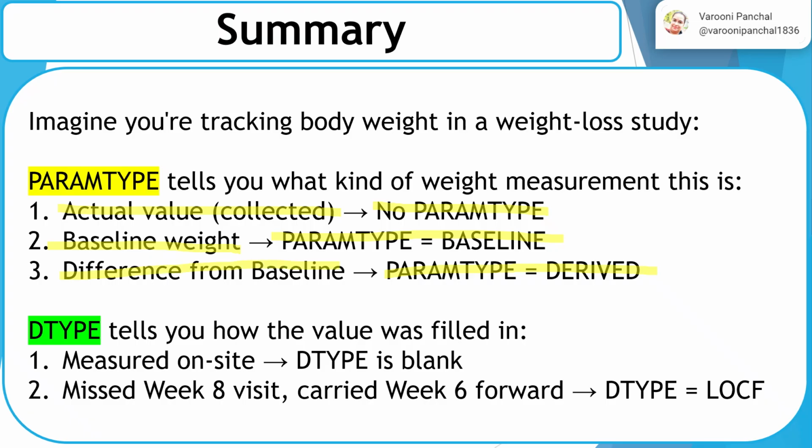Now D type tells you how the value was filled in. Say you have a clinical monitoring site where some monitoring people collect the data. That person collected the weight as a certain number. Since the weight was measured on site, the D type is blank. Now say at another visit, week 8, the weight is missing, so I carry forward the week 8 value from week 6. Hence the D type is equal to LOCF. So it's a very clear distinction: param type values are baseline, none or derived, and D type is wherever your last observation carried forward, BOCF or some kind of imputation method is used, you present that in D type.